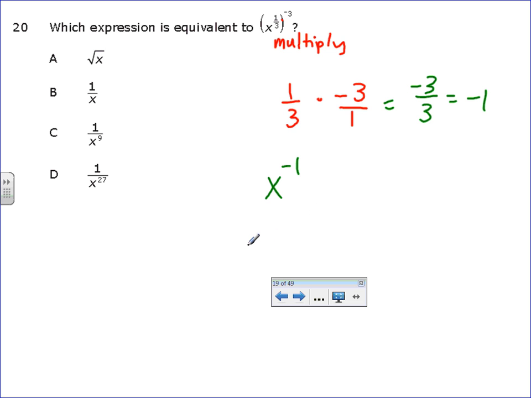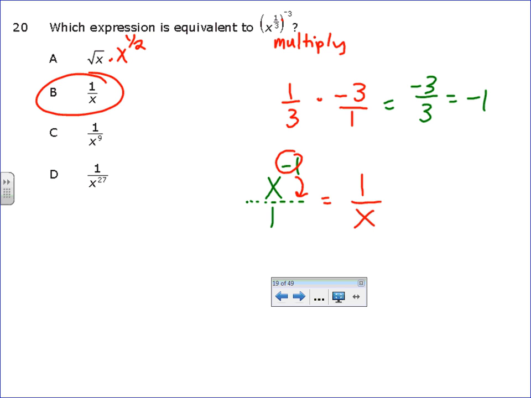Okay? Well, when you have a negative exponent, it needs to be moved. So this needs to come down, which means I'm going to have 1/x. This would be if you had x to the 1/2, so don't pick A, that's x to the 1/2. All right, and that's the end for this.